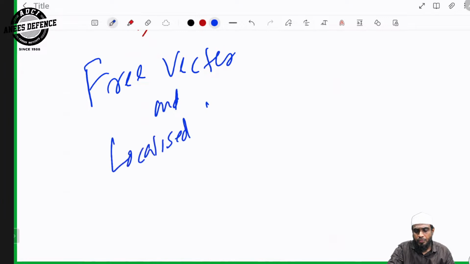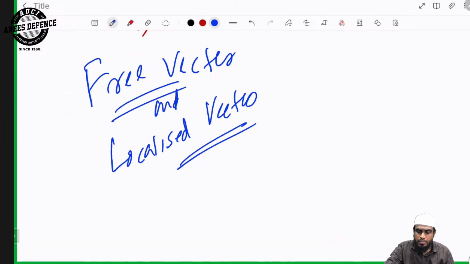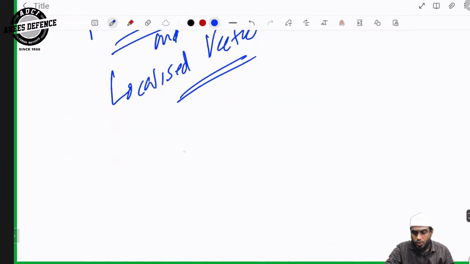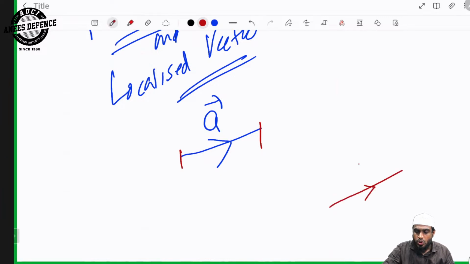localized vector. Free vector and localized vector. What is a free vector? If you are allowed to take a vector to any point in space without changing its magnitude and direction, this vector can be taken to this point, but we should not change the magnitude and we should not change the direction. So if a vector is allowed to be taken to any point in space without changing the magnitude and direction, then such vectors we call free vectors.